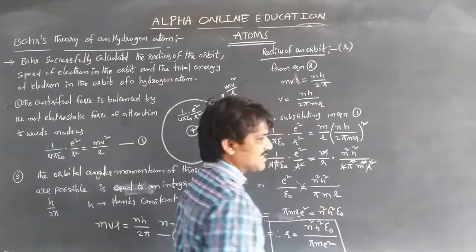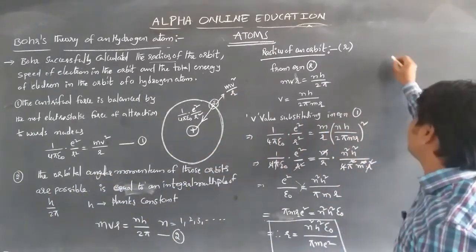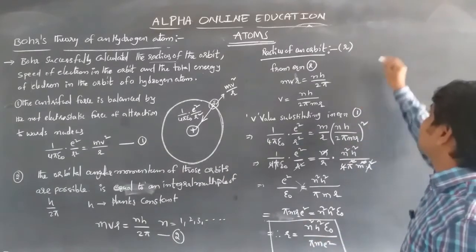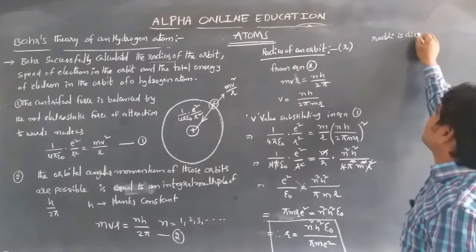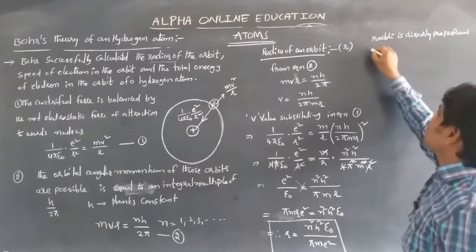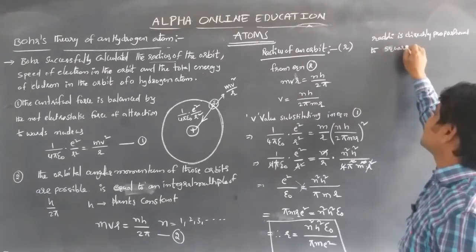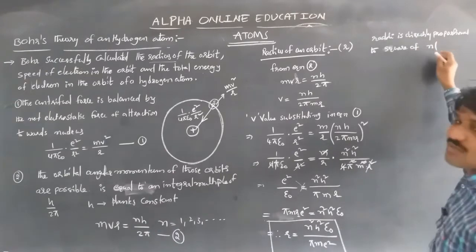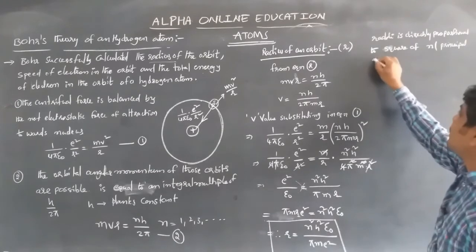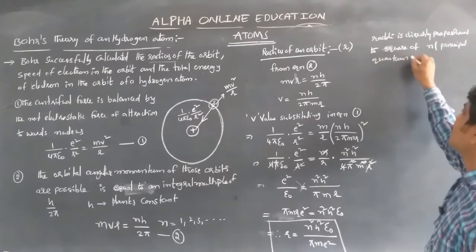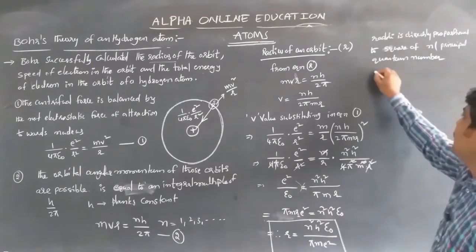Whenever we want to calculate the minimum radius of an orbit, from this equation we can write that the radius is directly proportional to the square of n. Here n is the principal quantum number. Principal quantum number.